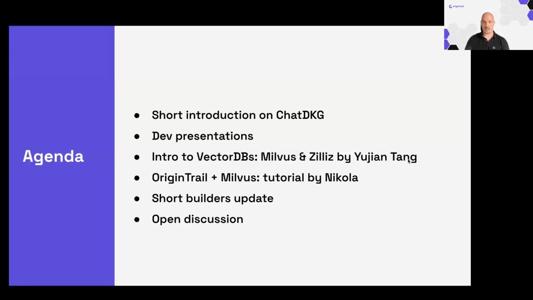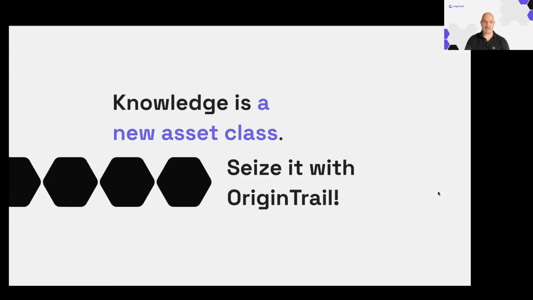So without further ado, I'm just going to go ahead and give a quick intro on ChatDKG. Some of you probably have been here and know about this already. So a very, very brief intro. Basically, the main pitch that we're trying to make here is that knowledge is a new asset class, and OriginTrail decentralized knowledge graph is all about useful knowledge. Specifically, useful knowledge we consider to be knowledge that can be shared, that can be verified for origin and in some regard authenticity, and can be discovered through certain mechanisms that are built into the protocol.